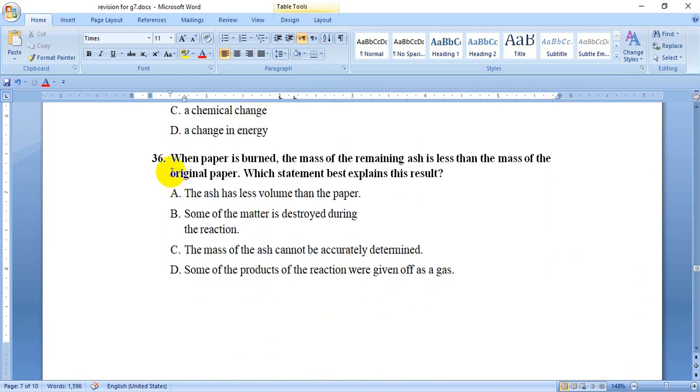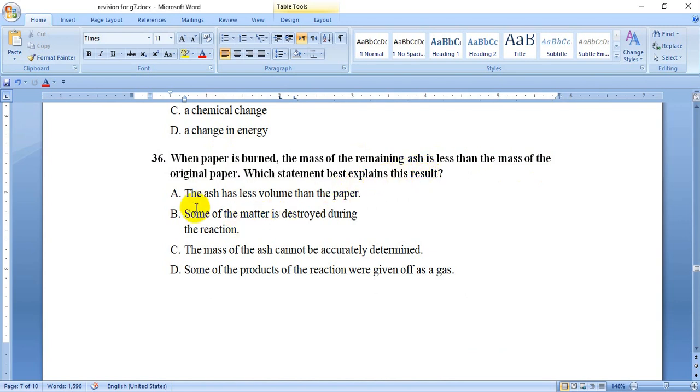Question 36. When paper is burned, here we have burning. The mass of the remaining ash is less than the mass of the original paper. I just said it now. The law of conservation of mass says the mass before the change is the same as the mass after the change. So what happens to the rest of the mass? Why does the ash have less mass?